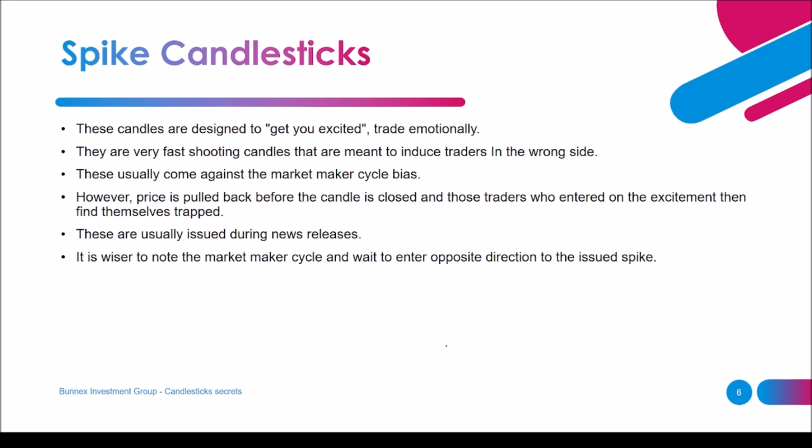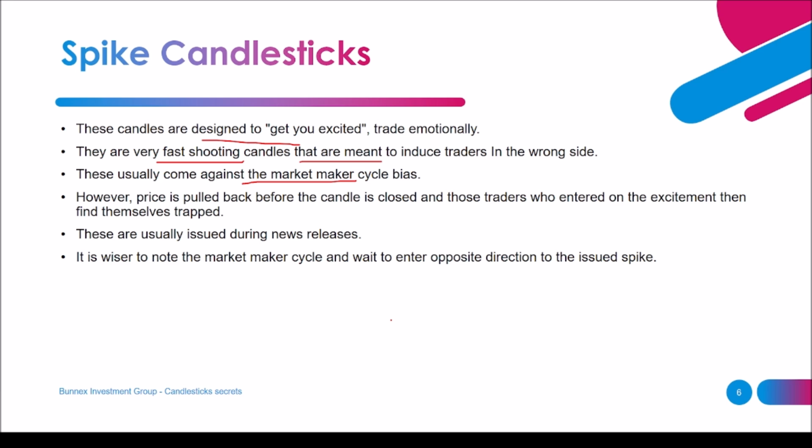Then we reach the point where we talk about the most important candlesticks in our trading. We have the spike candlesticks and the railroad tracks. Spike candlesticks are the ones which come with several different names in the trading context. You'd see them being called the morning star, the evening star, the shooting star, and so forth. These candlesticks are designed to get you excited or trade emotionally. They are very fast shooting candles that are meant to induce traders in the opposite direction. These usually come against the market maker bias.